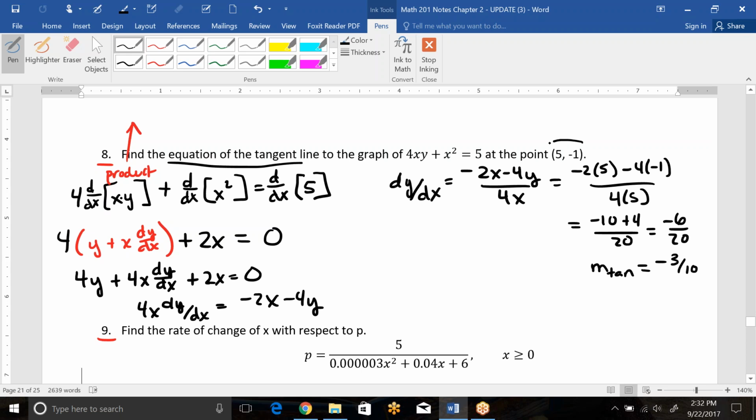So here's the part that a lot of people forget. You get all this way through and you forget what to do on the last step. Remember, it's just point and slope.